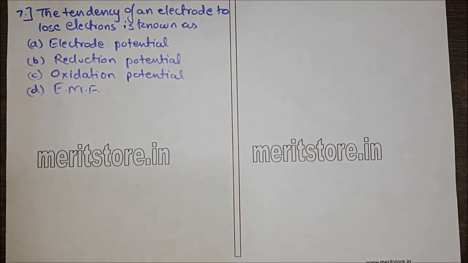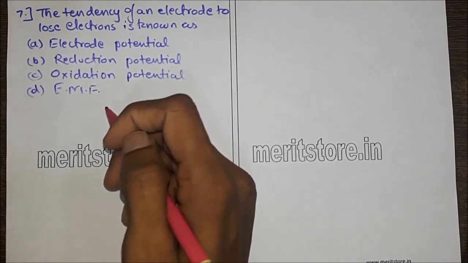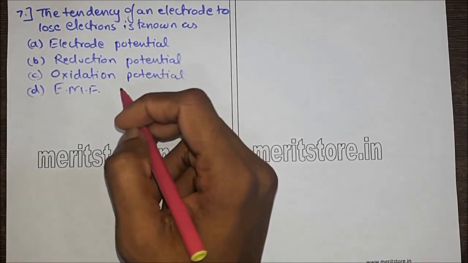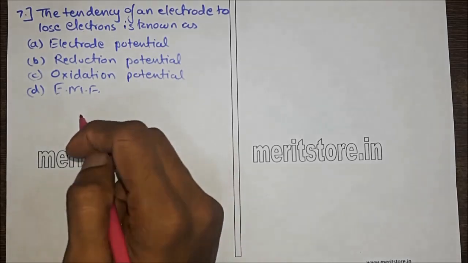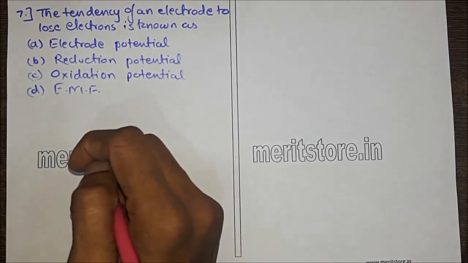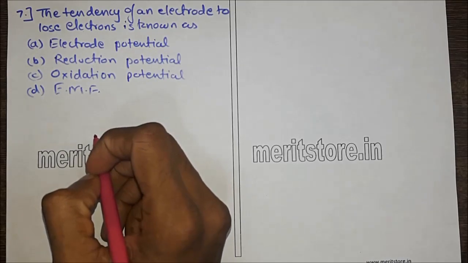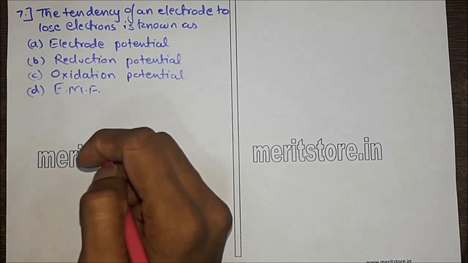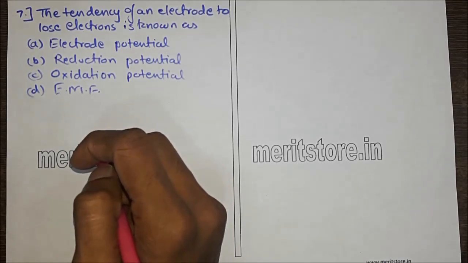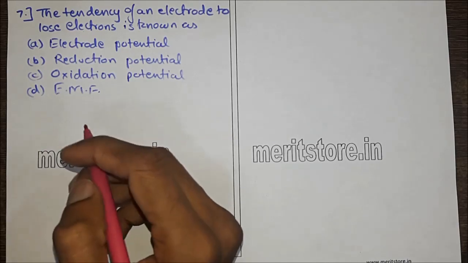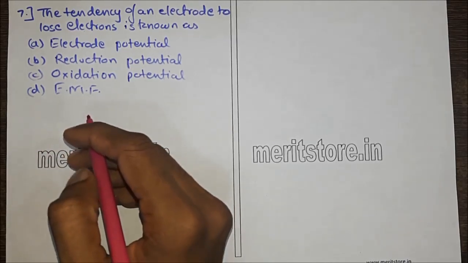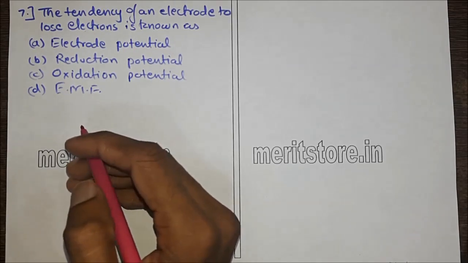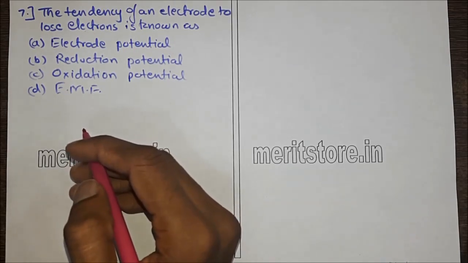Question 7. The tendency of an electrode to lose electron is known as, we give four options. A. Electron potential, B. Reduction potential, C. Oxidation potential, and D. EMF. The magnitude of electrode potential of a metal is a measure of its relative tendency to lose or gain electrons. That is, it is a measure of relative tendency to undergo oxidation or reduction.